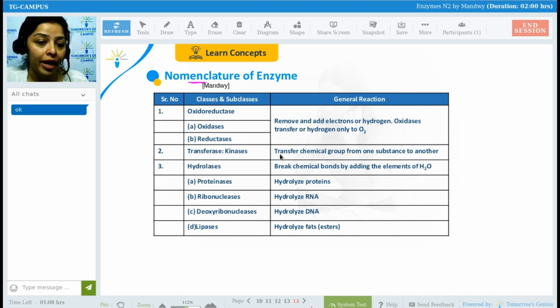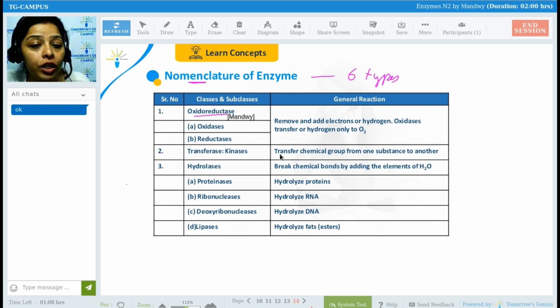Nomenclature of enzymes, or the classification of enzymes. As per their function, different types of enzymes are there, and we have named them according to their action. So there are basically 6 types of enzymes. How many types of enzymes are there? 6. As per their catalysis action, we name them.